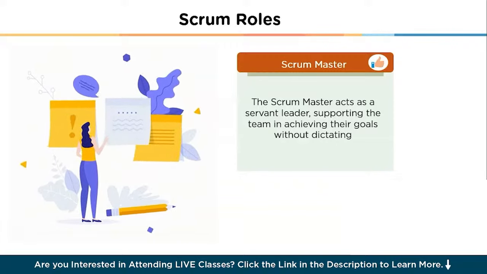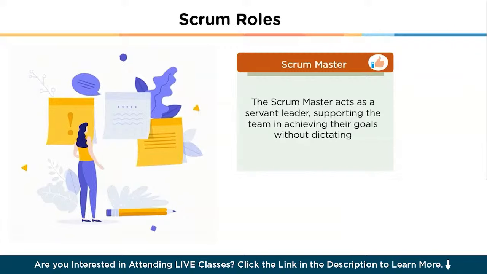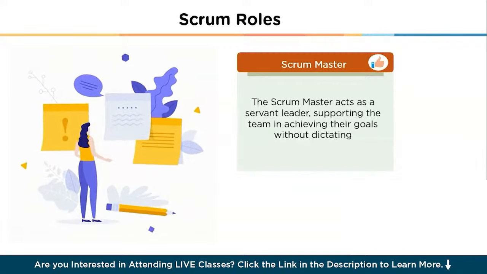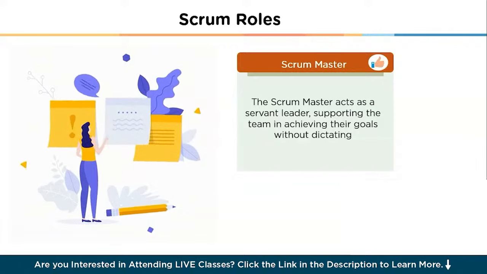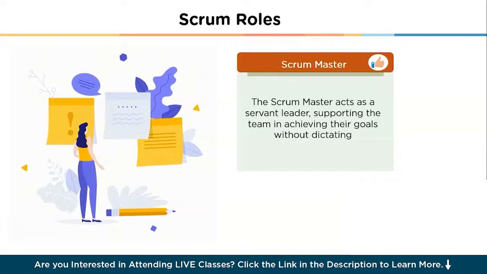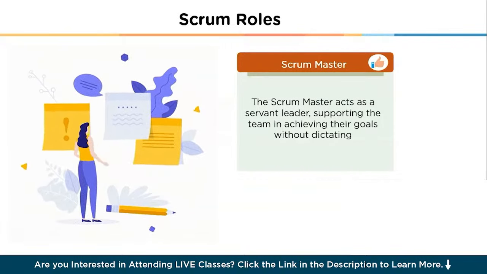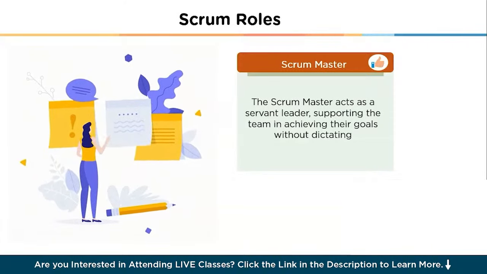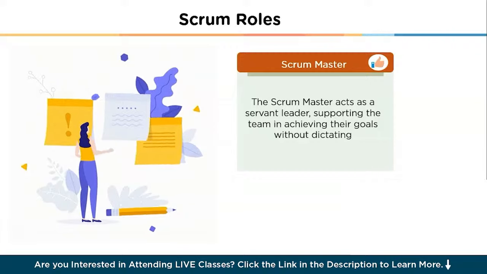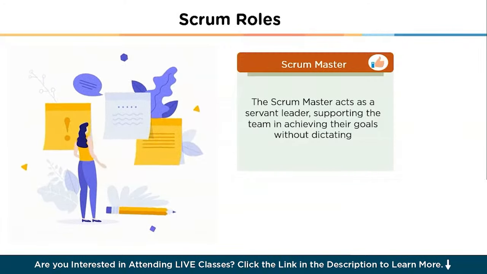work. The key responsibilities of the Scrum Master include facilitating Scrum events like sprint planning, daily Scrum, sprint review, and sprint retrospective. Then comes removing impediments that block the team's progress. Moving ahead, we have also coaching the team on Scrum practices and principles. Then we have protecting the team from external distractions and interruptions. And finally, promoting a healthy team dynamic and addressing conflicts.